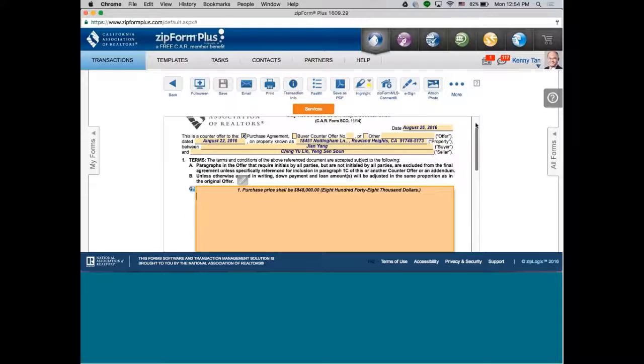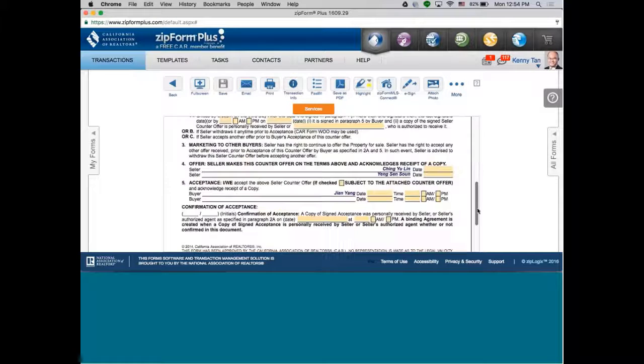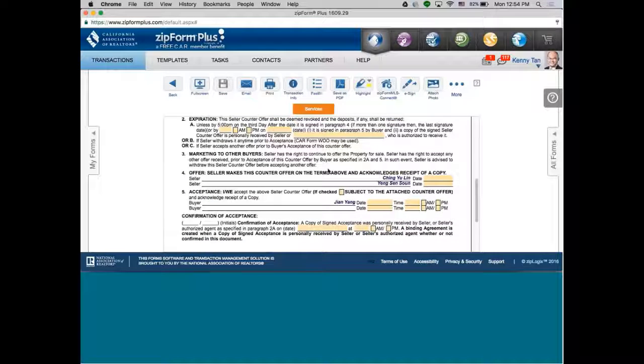Now let's say, for example, you send this over. You see, we did counter at 848. Now let's say we counter 848, and if it's accepted by the buyer, you will see the seller signature here and the buyer signature here. But that's just on the counteroffer form.